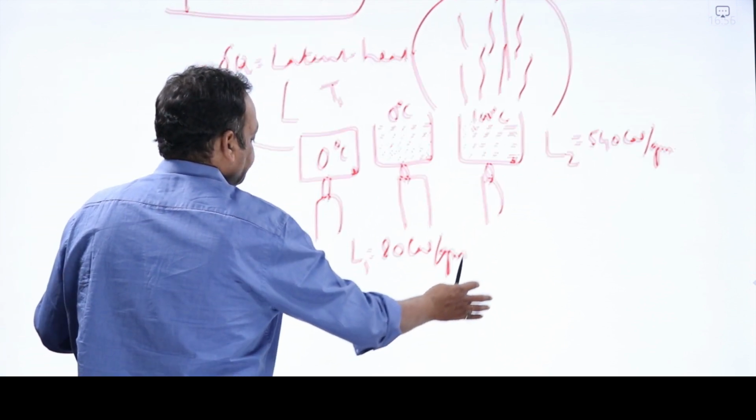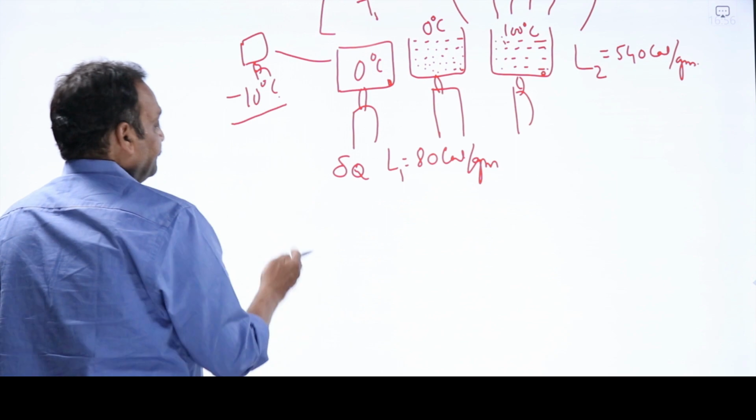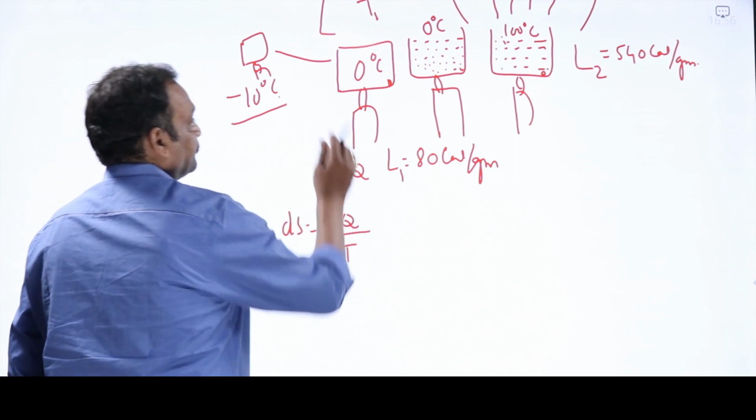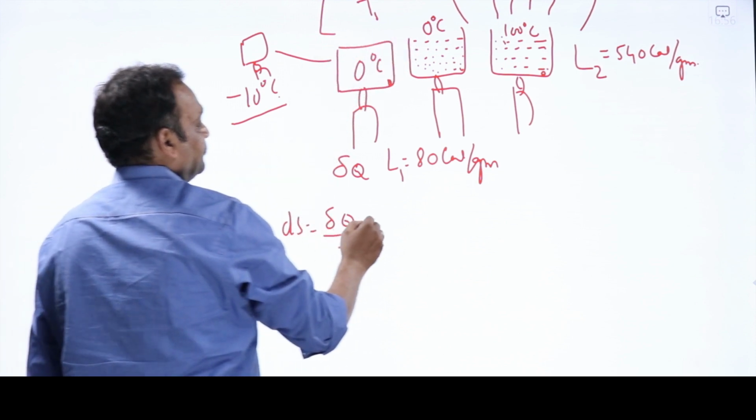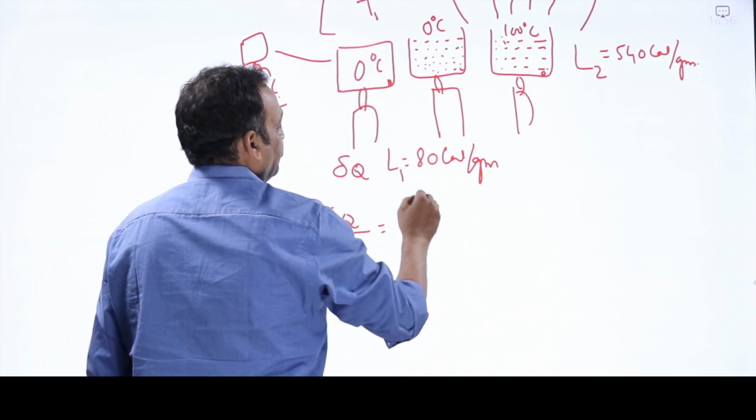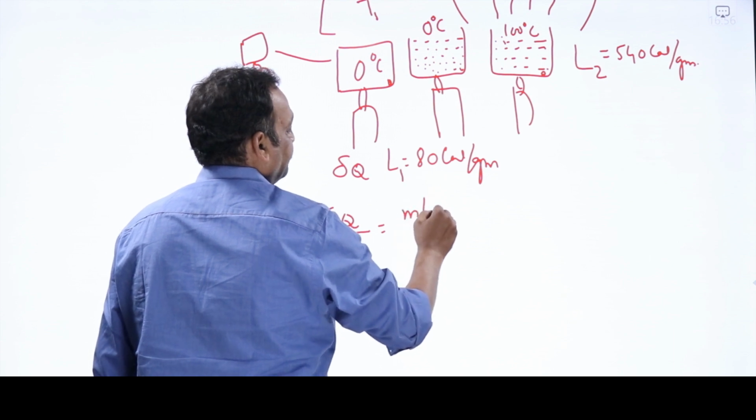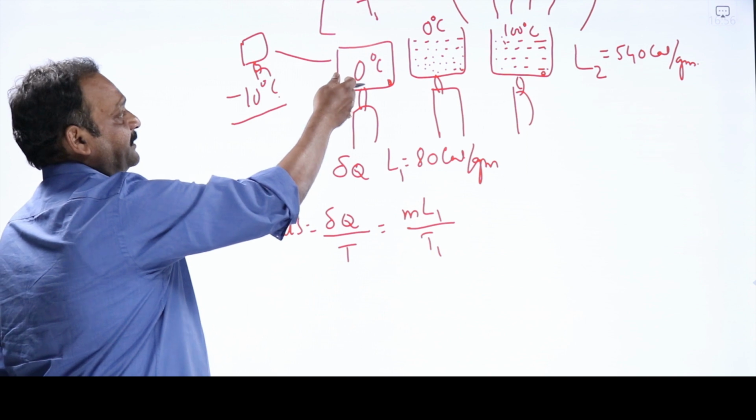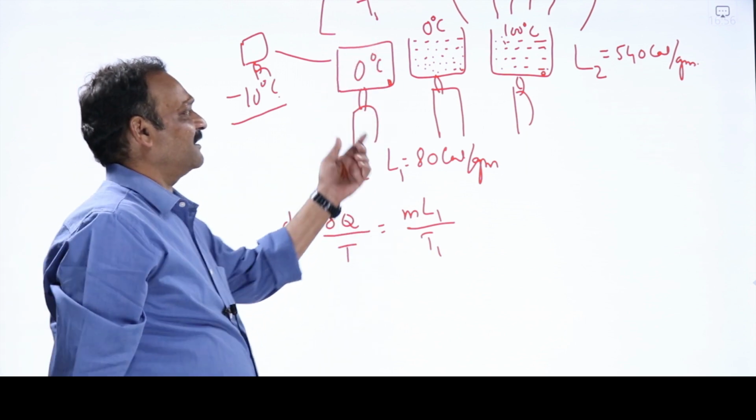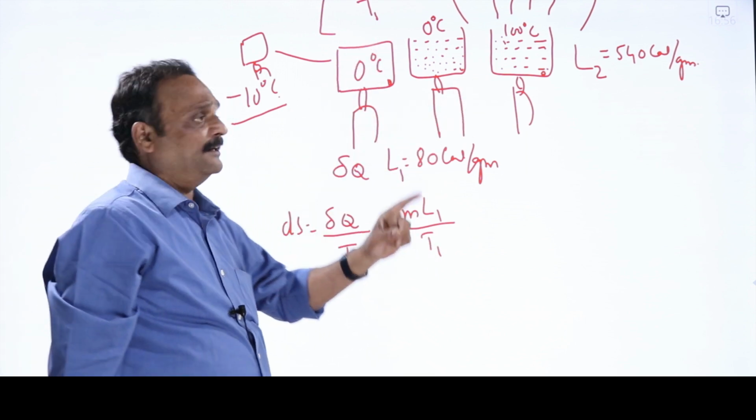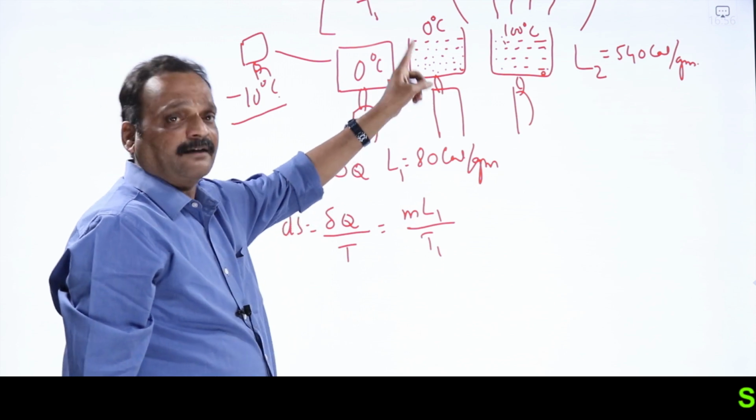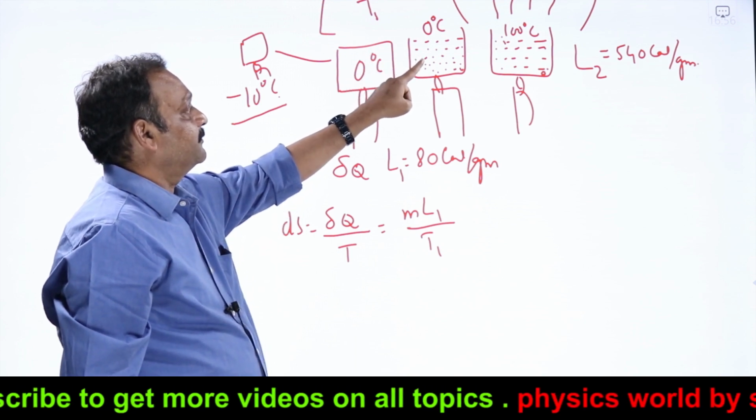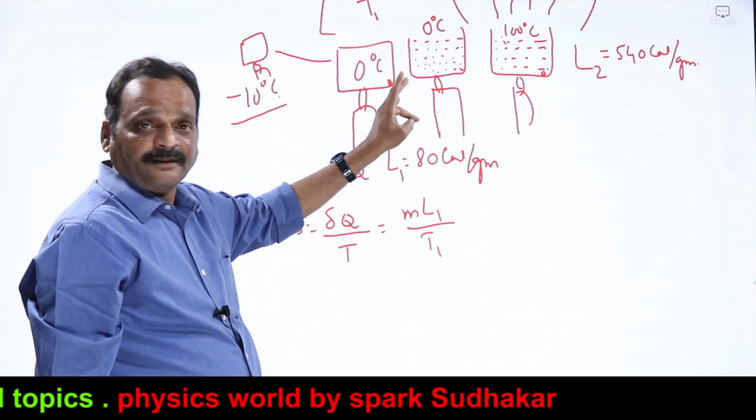So what is that change in entropy? dS equals delta Q by T. In the case of solids becoming liquids, delta Q is nothing but latent heat. For 1 gram, it is L1, so for m grams it is m L1 by, I'll call it T1. T1 is that constant temperature at which all these processes are isothermal, isobaric processes. They occur at constant temperature and constant pressure also. Till the entire ice transforms into water, temperature will not change, pressure also will not change.